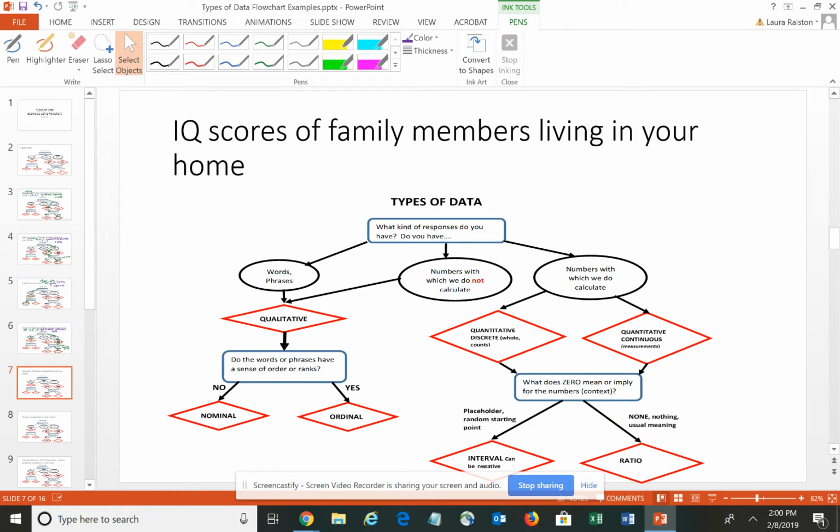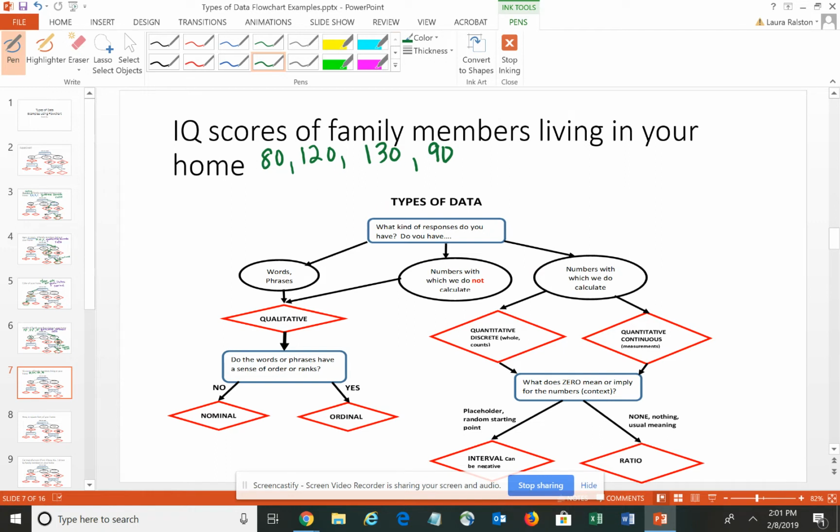Next, IQ scores of your family members living in your home. So again, think about what kind of responses you would get if someone comes up to you and says, what's your IQ? Or what's the IQ of your family members? You're going to get numbers like 80, 120, 130, 90. Typically, they're in terms of powers of 10. I don't think you get decimals.